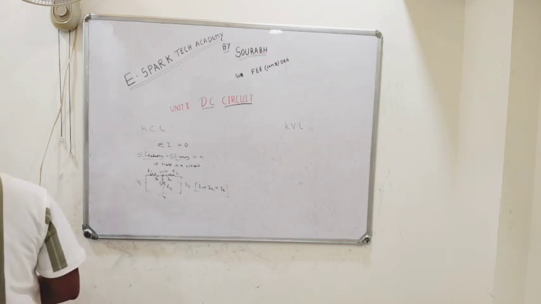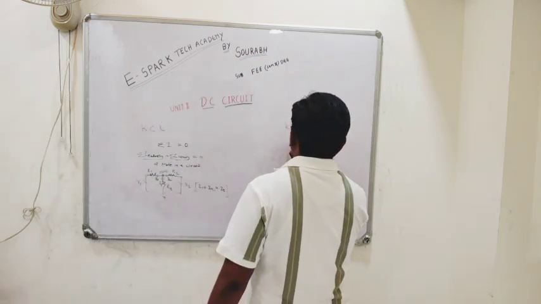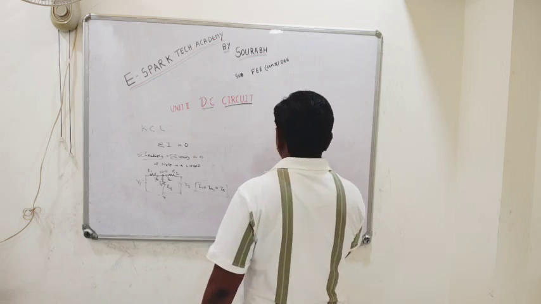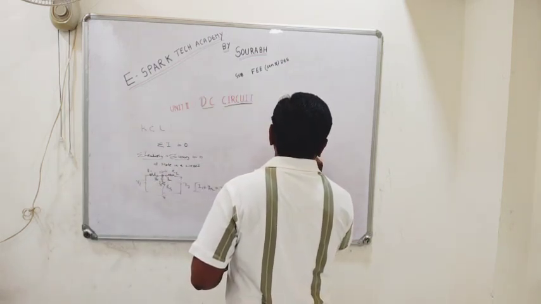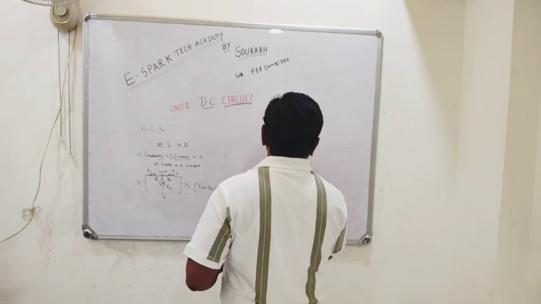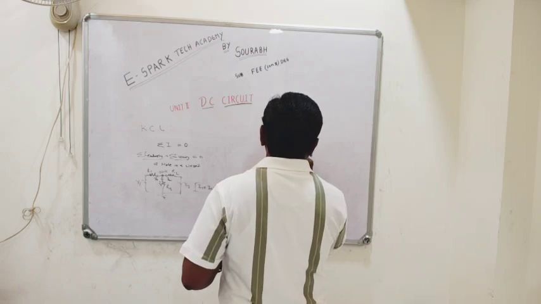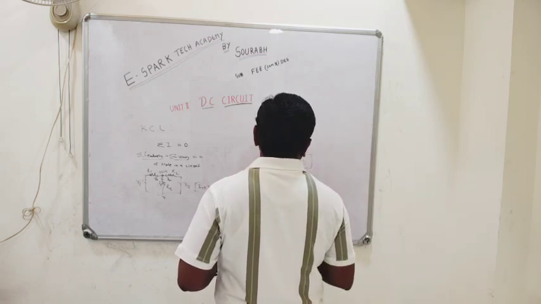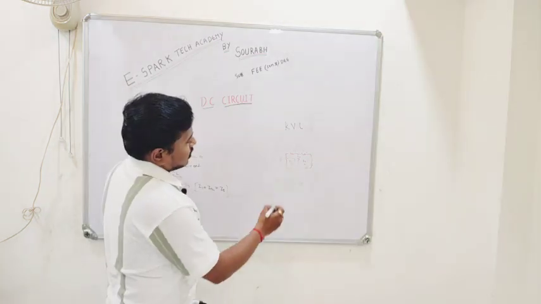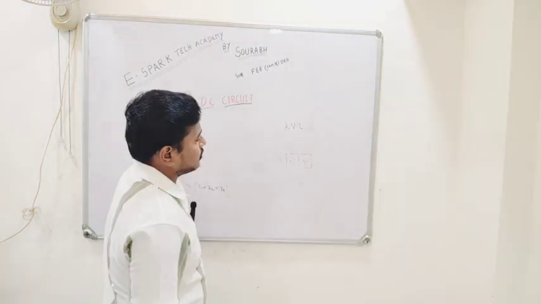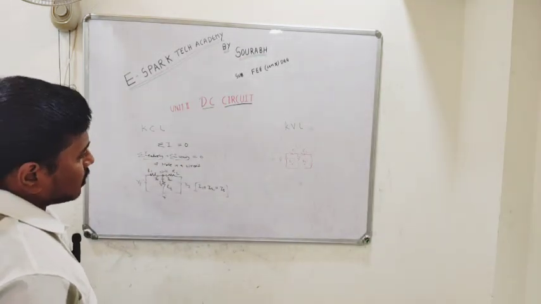Now you will be going through KVL. KVL is applied around a closed loop. What is KVL? Now I will be showing it with the help of a diagram only. This is nothing but a small circuit diagram where you will be seeing this is the voltage. These both are I1 and I2. I1 and I2 are nothing but the two loop currents or mesh loop currents where the KVL is applied.